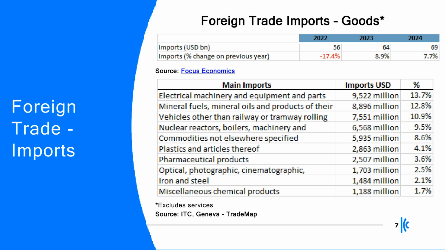Here, compared to exports, we can see a much smaller fall in imports. This is to be expected given Ukraine's needs during the war. This trade has been financed by Western aid, including grants of interest on Russian financial assets frozen by the West.